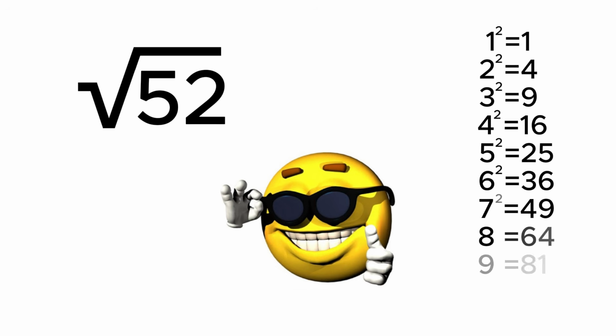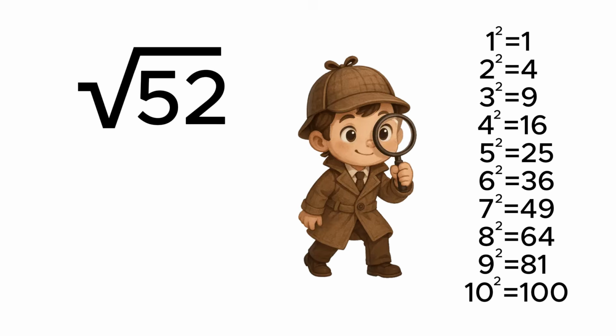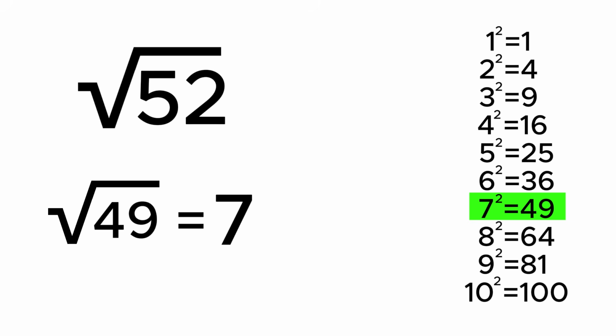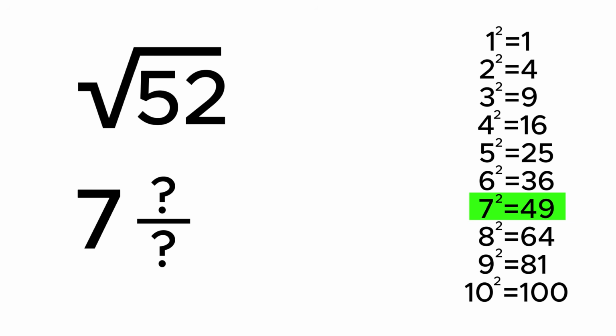You can make a list of square numbers or just do it in your head. In this case, we are looking for the square root of 52, so the number whose square is just under it is 7, since 7 squared equals 49. Now we know our answer will be 7 point something. The decimal after 7 will be written as a fraction.